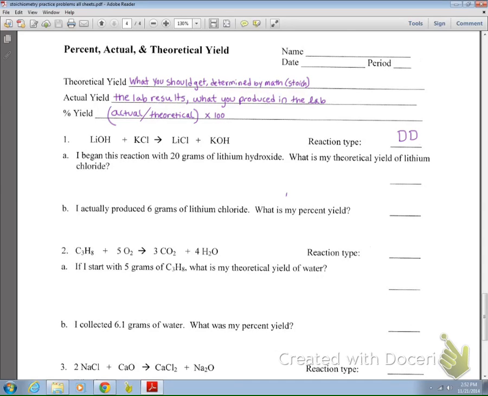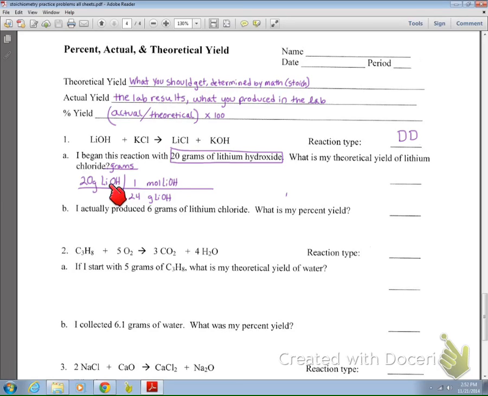If I start with 20 grams of lithium hydroxide, I know my unit down here needs to be grams of lithium hydroxide so that those two can cross out. And then I ask myself, can I go from grams of lithium hydroxide to grams of lithium chloride? No, you never have a gram to gram ratio. So I've got to go through molarity. I'm going to go from grams of lithium hydroxide to moles of lithium hydroxide. Anytime I have moles and grams, I have 1 mole, and then I have the molar mass or formula weight of lithium hydroxide, which ends up being 24 grams.